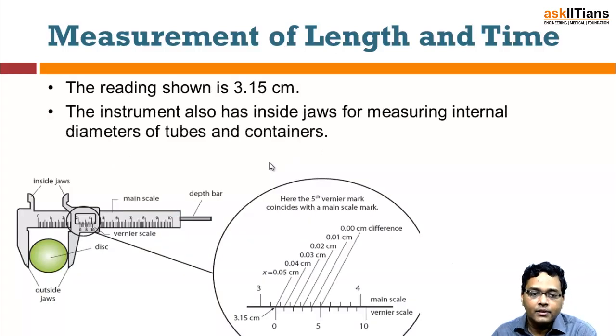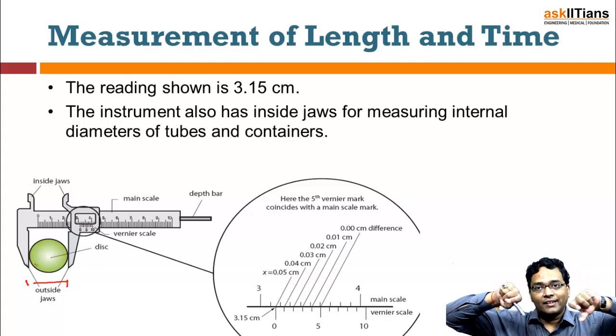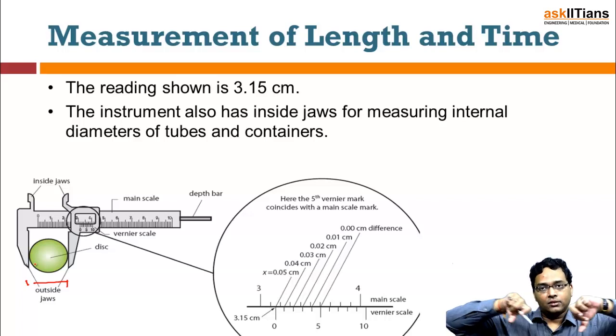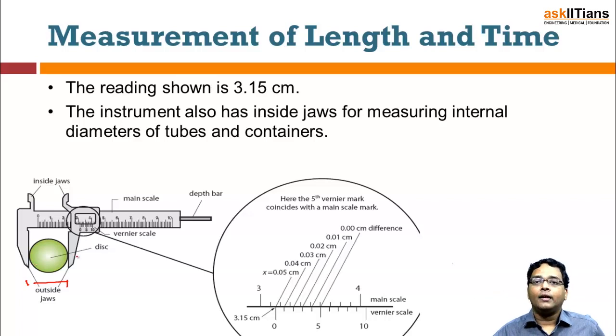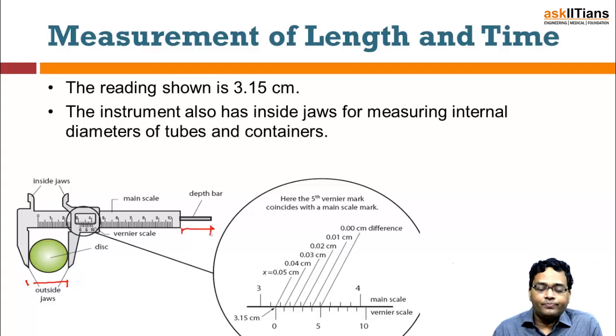Now here in this particular case, the reading is showing to be 3.15 centimeters. The instrument in this particular case, here you have placed this ball between these outside jaws. You can measure the inside thickness, if you have, let's say, an open bowl, by just putting the inside jaws there. If you have to measure the outside, then you place it between the outside jaws. The depth can be measured using this.